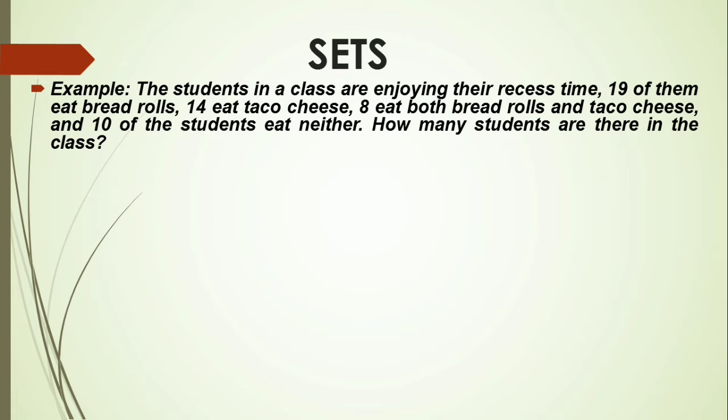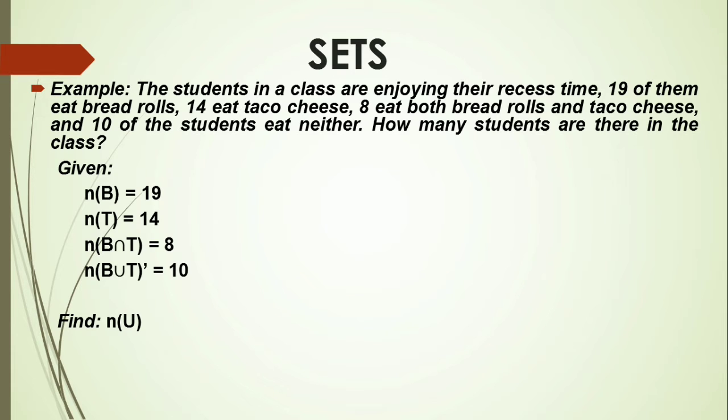The first thing you need to do is to find the given. These are the given. The cardinality of B represents the number of students who eat bread rolls. The cardinality of T represents the number of students who eat taco cheese. The cardinality of B intersect T represents the number of students who eat both bread rolls and taco cheese. The cardinality of (B union T) complement represents the students who ate neither bread rolls nor taco cheese.